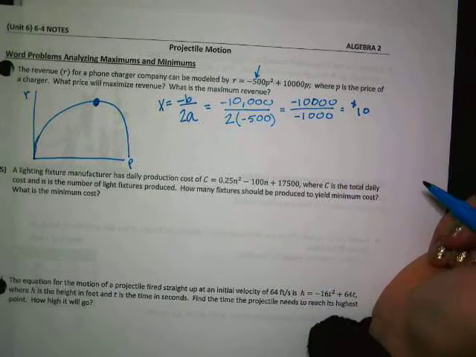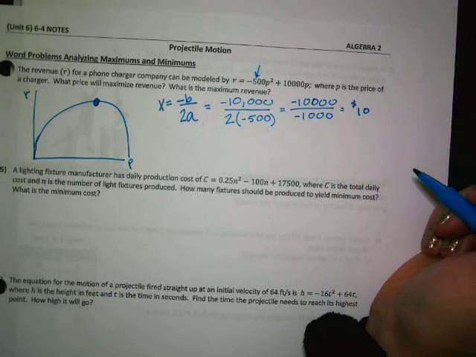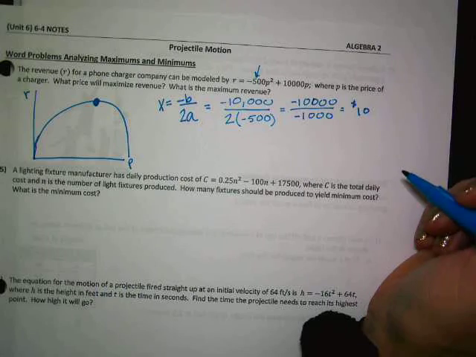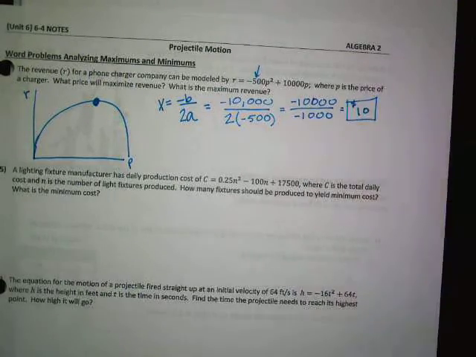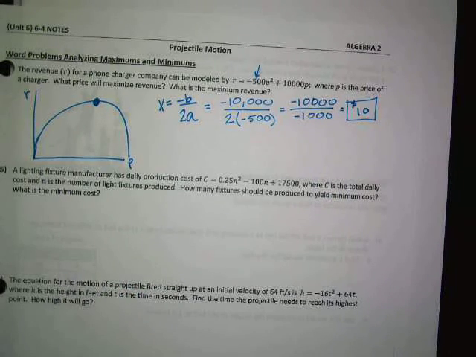Yes. So what do I need to make my phone chargers cost to maximize revenue? $10. So the phone chargers are going to cost $10 to maximize the revenue. So that answers the first question, what price? Now I need to say, okay, what is the actual maximum revenue? So how do you figure that out? Plug it in.